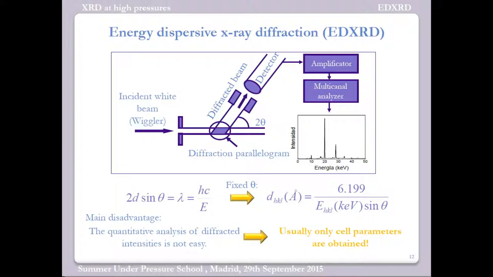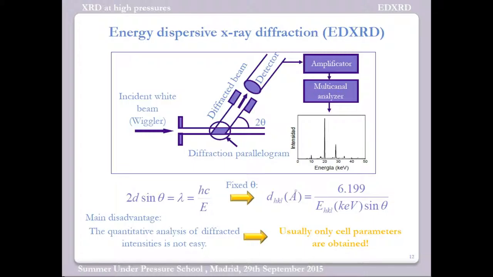But we have another advantage, which is the main one of this kind of experiment: only the diffraction coming from this parallelogram is detected. Both the incident and exit slits geometrically determine the size of this parallelogram, which is the only part of the sample seen by the detector. So we remove the contribution from the sample environment and we are able to analyze only the sample. This is very important, for example, for light elements.